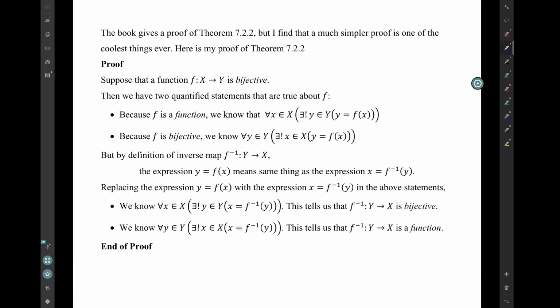Now, the book gives a proof of this theorem, 7.2.2, but I find a much simpler proof is what I think is one of the coolest things ever in math. So here's my proof. Well, so now what are we proving? We're proving that if f is bijective, then f inverse is a function and f inverse is bijective.